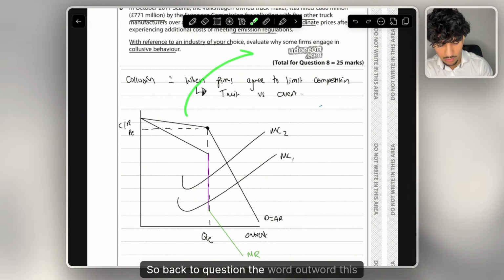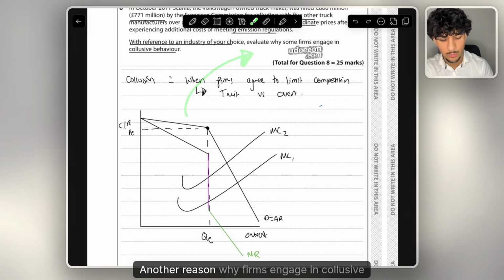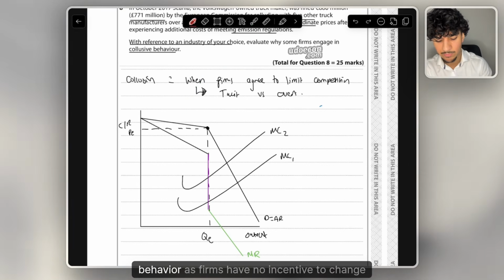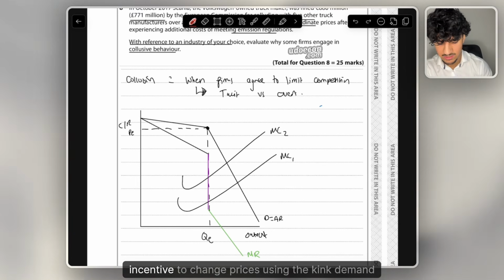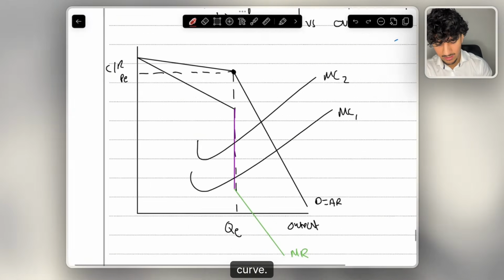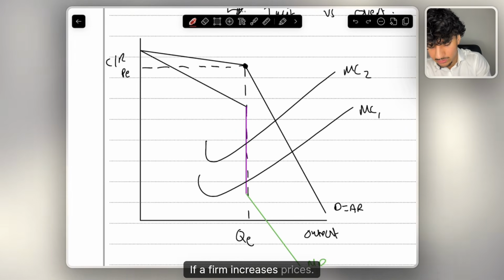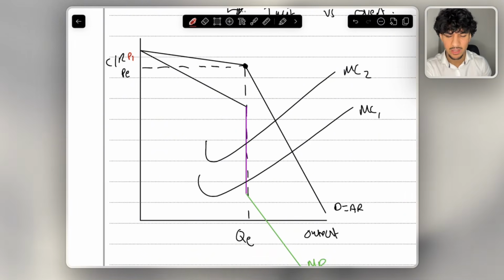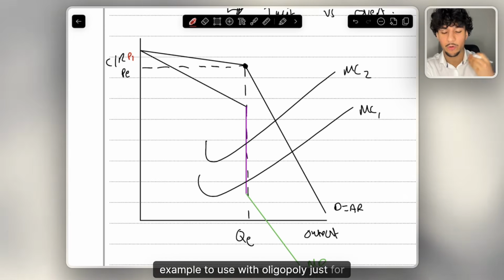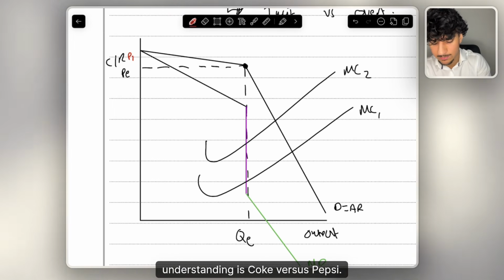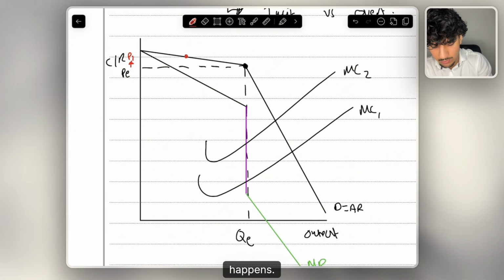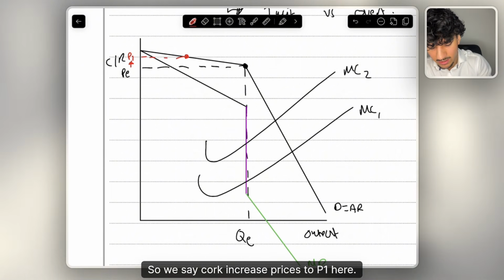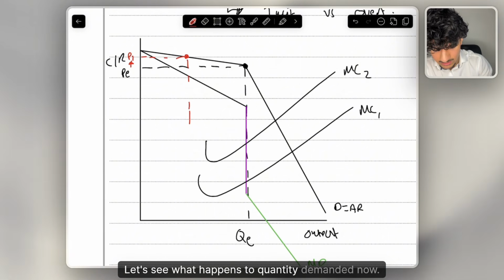So back to the question, the way I'd word this paragraph: another reason why firms engage in collusive behaviour is firms have no incentive to change prices. And now we're going to prove why firms have no incentive to change prices using the kinked demand curve. Let's get started. If a firm increases prices, a great example to use with oligopolies, just for understanding, is Coke versus Pepsi. So let's say, for example, Coke want to increase prices, and let's see what happens. So we say Coke increase prices to P1 here. Let's see what happens to quantity demanded now.